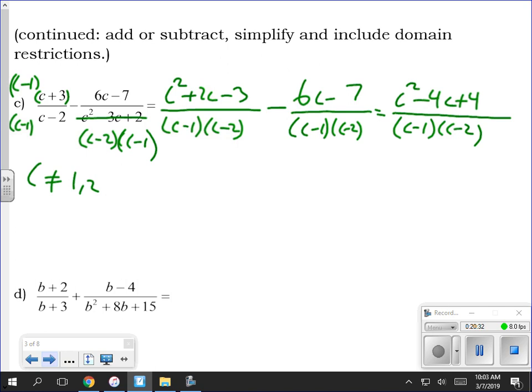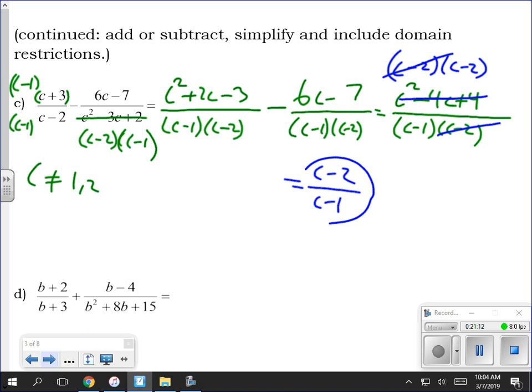Now, is c squared minus 4c plus 4 factorable? Yes. Two numbers multiply to give me 4 that add to give me negative 4: negative 2 and negative 2. So I can factor this into c minus 2 times c minus 2. The only reason I do it is to make it easier to reduce my fraction. I do need to factor this one to see if I can simplify my fraction. Can I simplify my fraction? Yeah. I have a couple of c minus 2's that cancel. So my final answer is c minus 2 over c minus 1.